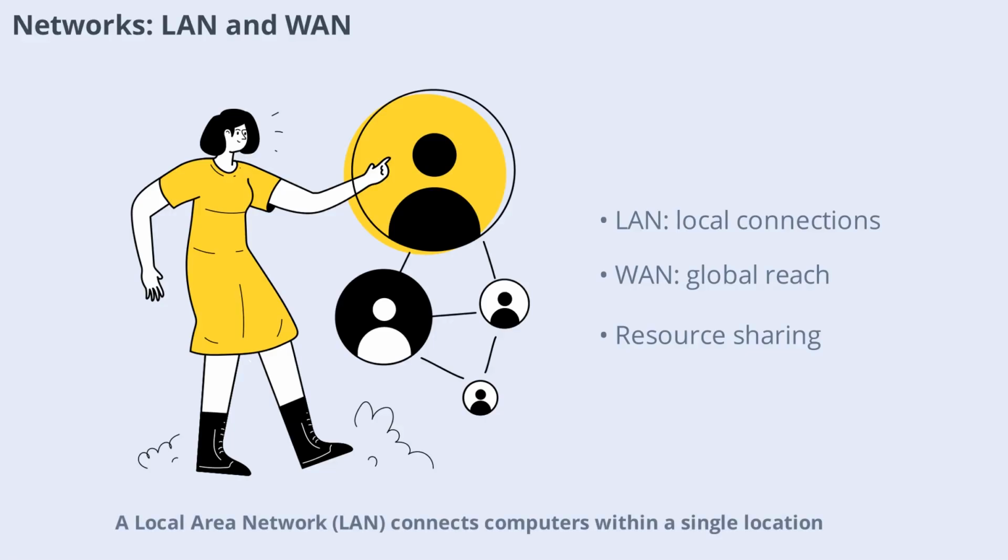A local area network, LAN, connects computers within a single location like an office or school. A wide area network, WAN, connects computers over a much larger area, even worldwide. Networks make it possible to share printers, files, and internet connections efficiently.